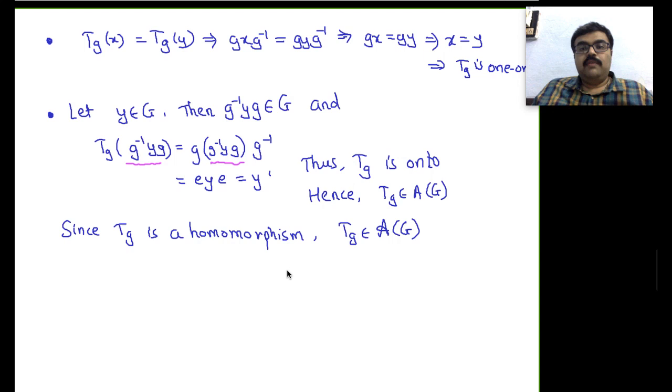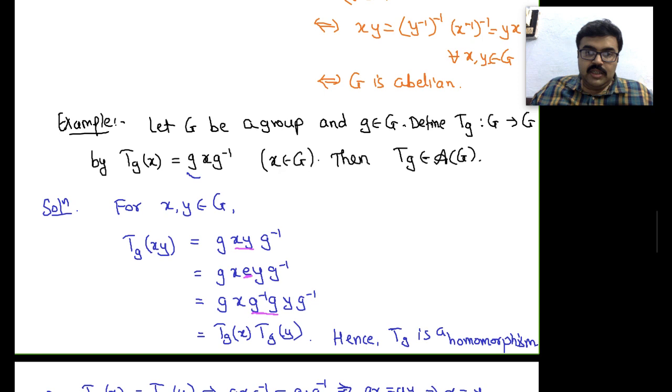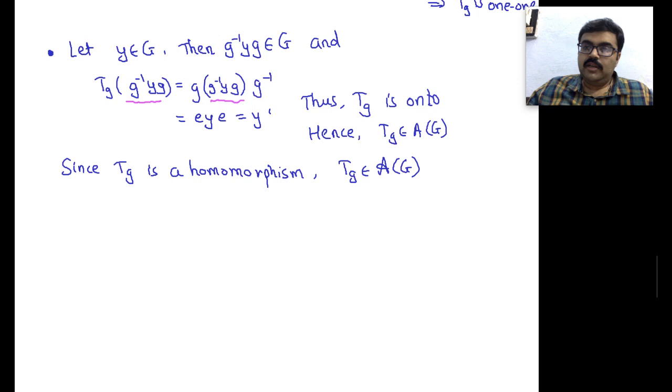But the question is when it is non-trivial. See, in the earlier case we had an abelian group. Now in this case, if we have an abelian group, then what will happen? This gx will become xg, right? So gx becomes xg, and therefore this will become xgg inverse, which is again x. So Tg of x is x, so it will become an identity map. So in case of an abelian group, this is not going to work. So when it is non-trivial, that is the remark we are writing here.